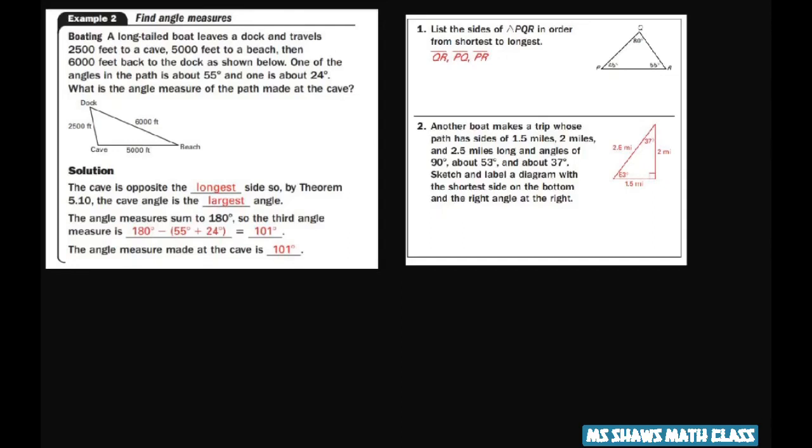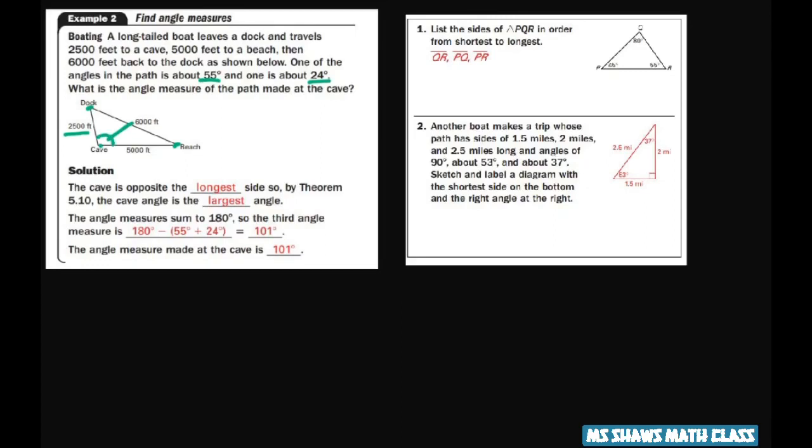A long-tailed boat leaves a dock and travels, so here's the dock, 2,500 feet to a cave, and then 5,000 feet to the beach. And one of the angles in the path is about 55, and the other one is 24. So the largest angle is going to be here.